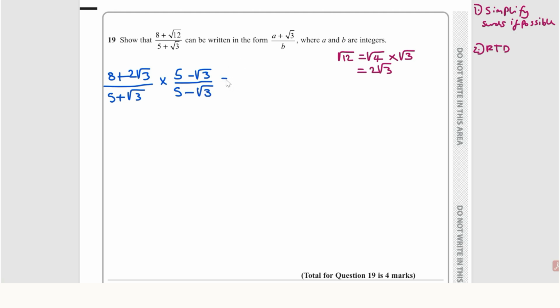So we're just going to multiply across as normal. 8 times 5 gives us 40. 8 multiplied by root 3, 8 root 3. 2 root 3 multiplied by 5 gives us 10 root 3. 2 root 3 multiplied by root 3. The root 3's cancel each other out, so that leaves us with just 3. So 3 times 2 is 6.